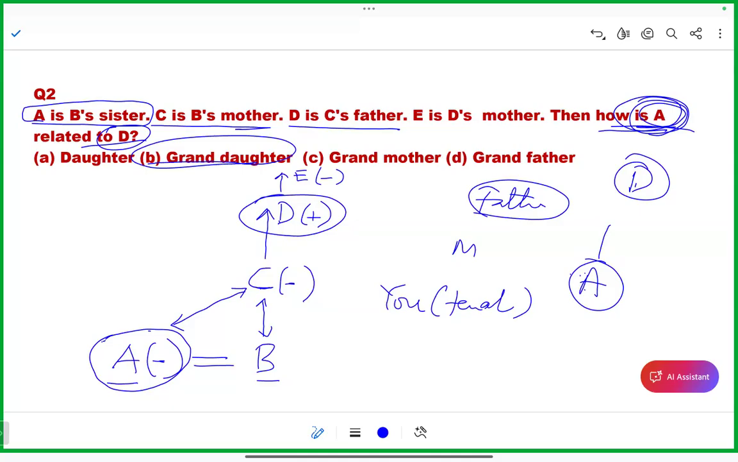Yes, clear. So by solving more questions, it will become more clear. But just try to form a relation, and then it's better that after reaching this stage, you say, okay. Let's try one more.